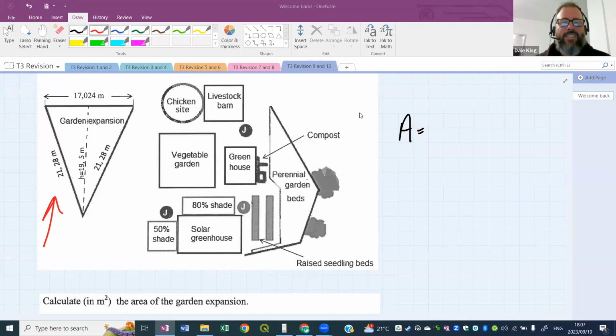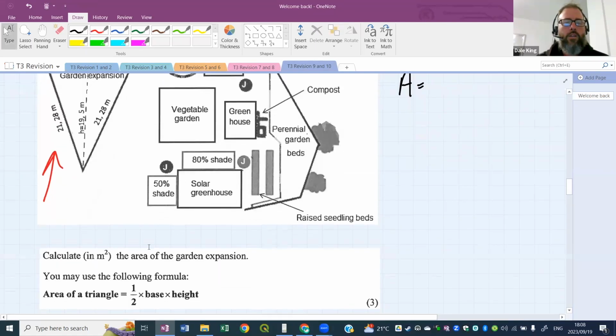There we go, Khabo, well done. There's the half times base times height, because this is a triangle. Yes, there we go, well done, good job. Well done, Nomprolelo. Half times base times perpendicular height, because it's a triangle. So there's the formula at the bottom. You may use the following formula. They give it to you. Area of a triangle equals half times base times height. Now, you just have to know what goes where.